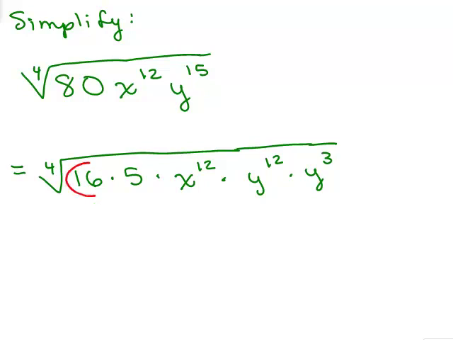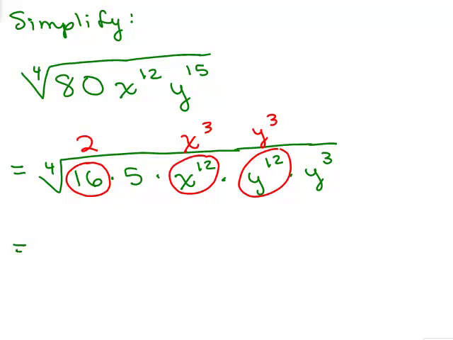And now, the perfect fourths. 16, a 2 comes out. All right. The 4th root of x to the 12th, remember you do 4 into the exponent. And y to the 12th will give me a y cubed that comes out.